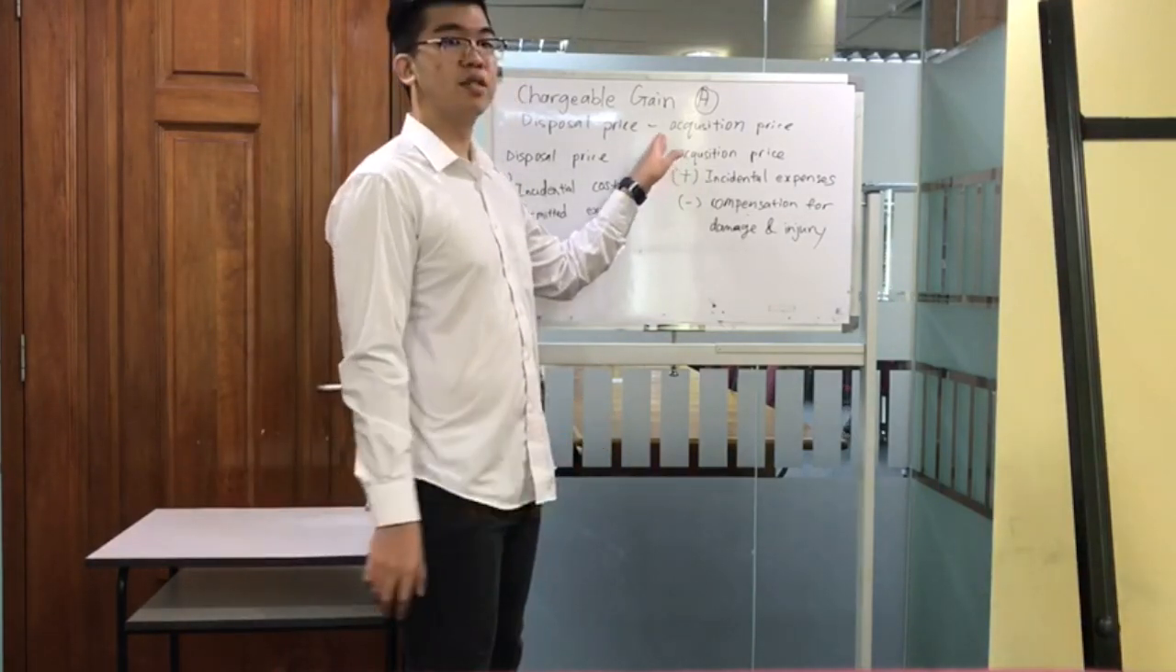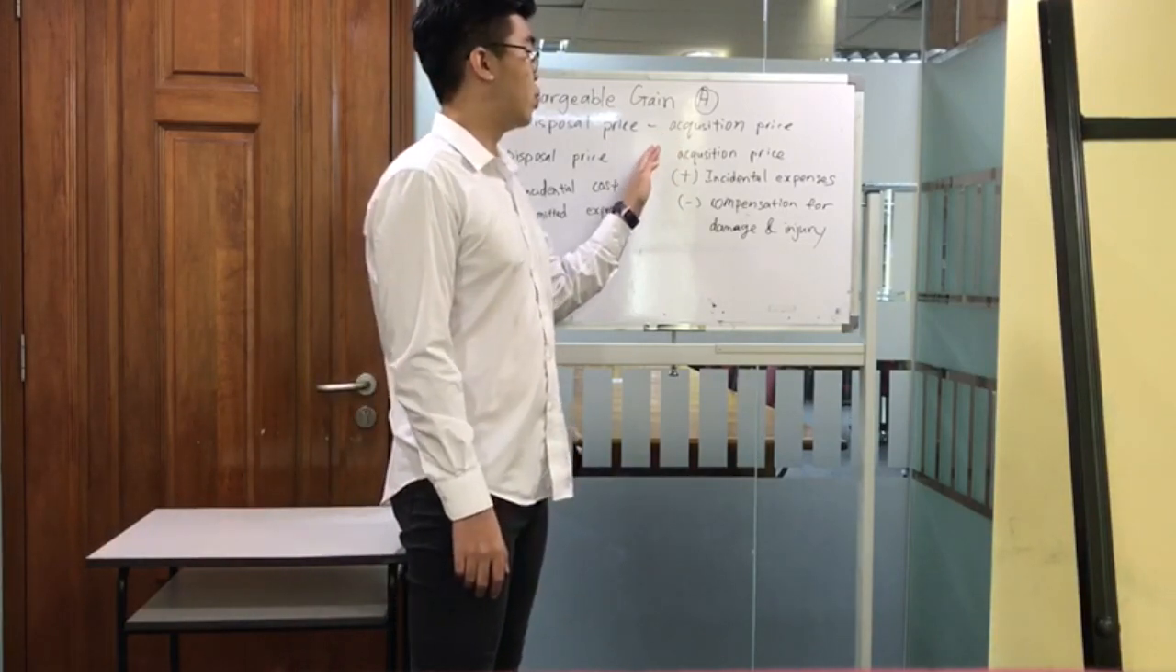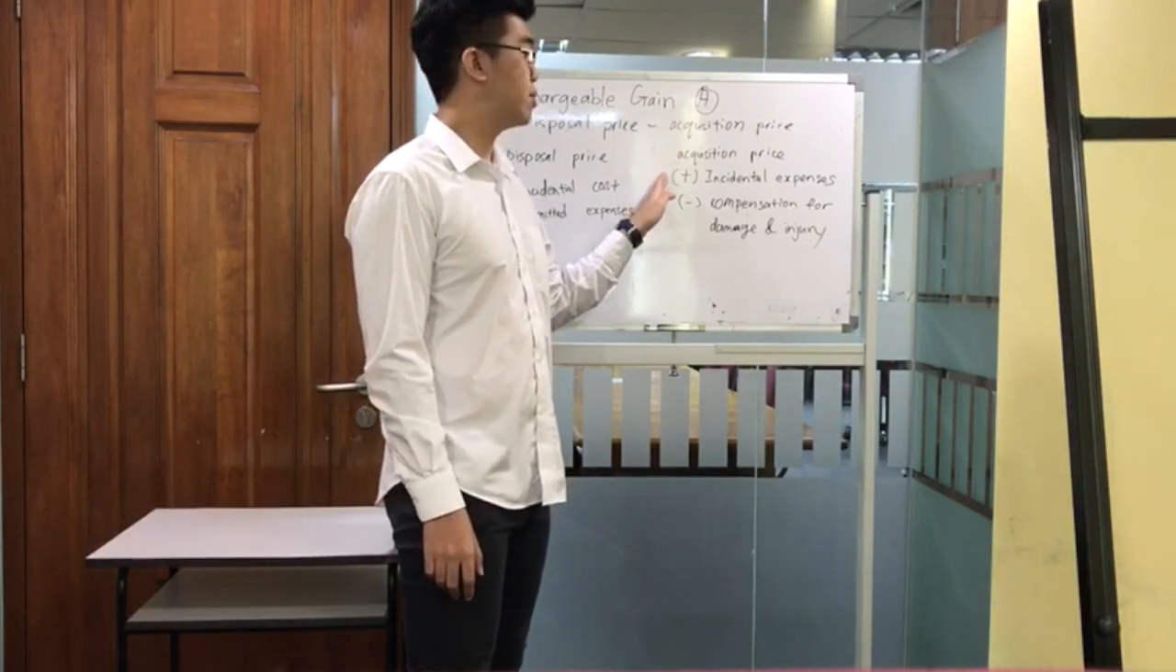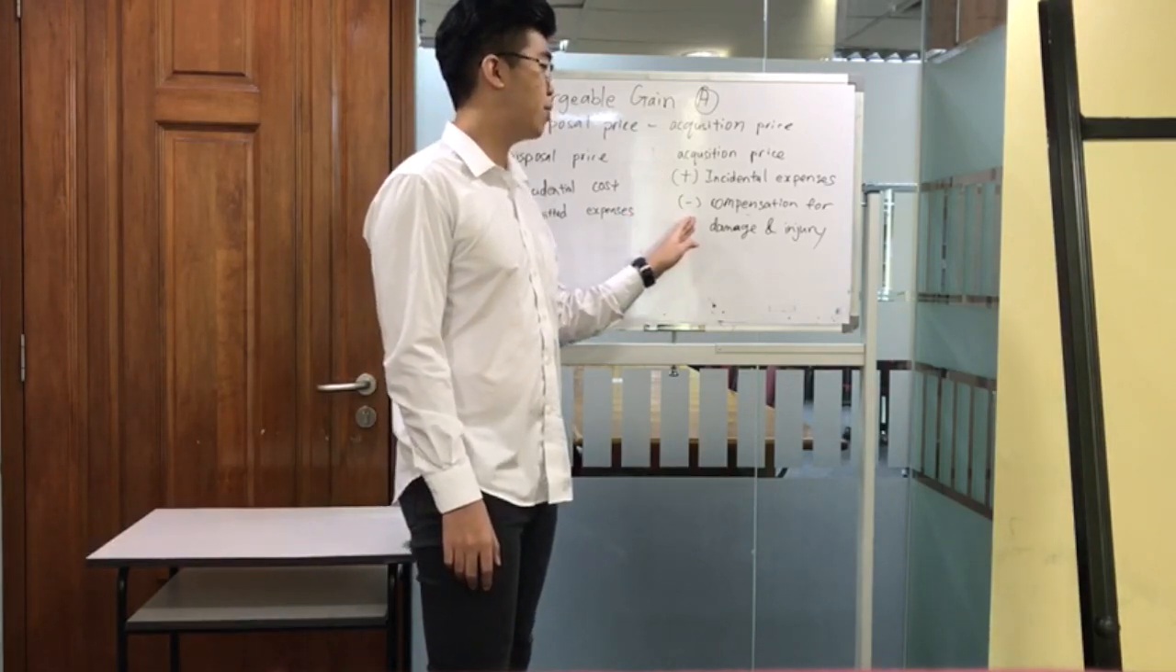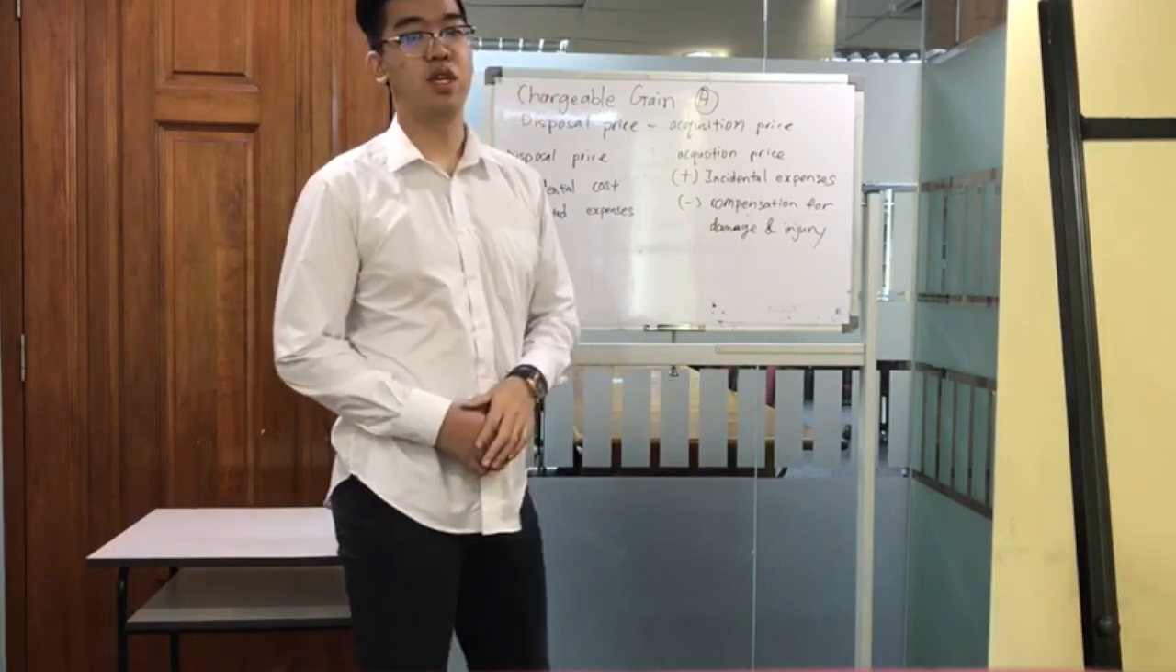How to find the acquisition price? We use the acquisition price, add up the incidental expenses, and deduct the compensation for damage and injury.